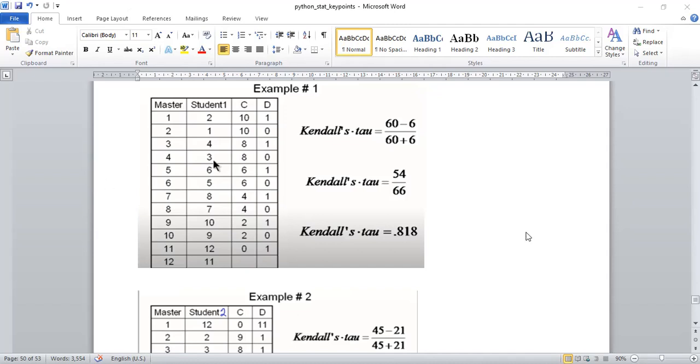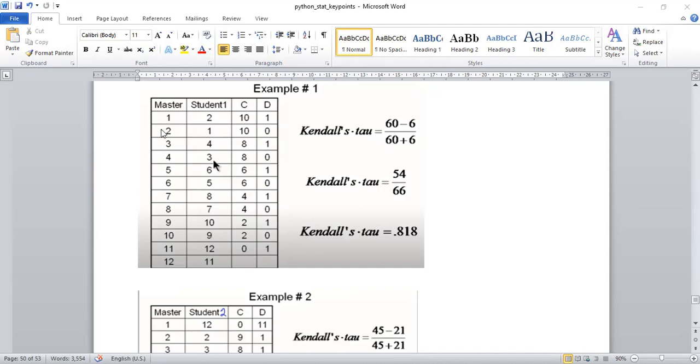So these are the ranks given by the master and student one. Look, the master has given ranks 1 to 12 in ascending order. Student one also gives ranks, but for the first one, student one gives 2, that is, his evaluation is that the art was ranked in second position.